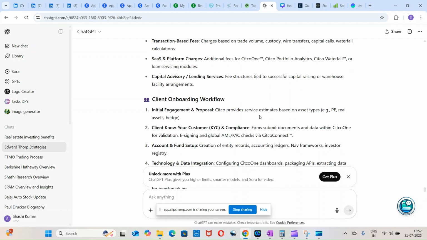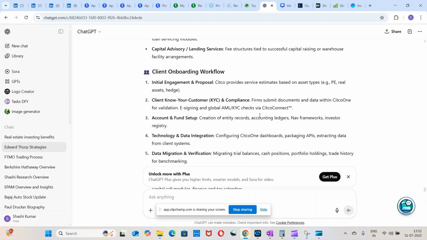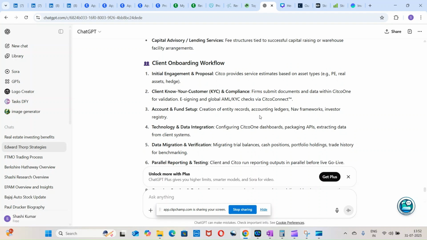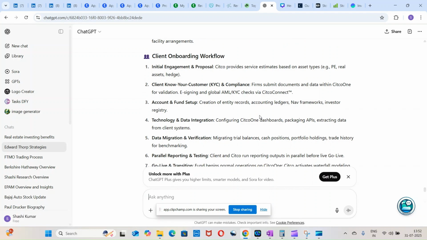The client onboarding workflow includes initial engagement and proposal. CITCO provides service estimates based on asset types, whether it's private equity, real estate, or hedge funds. Then client know your customer and compliance is started. Firms submit documents and data in CITCO One for validation and e-signing, and global anti-money laundering and KYC checks via CITCO Connect. Then account and fund setup is done.